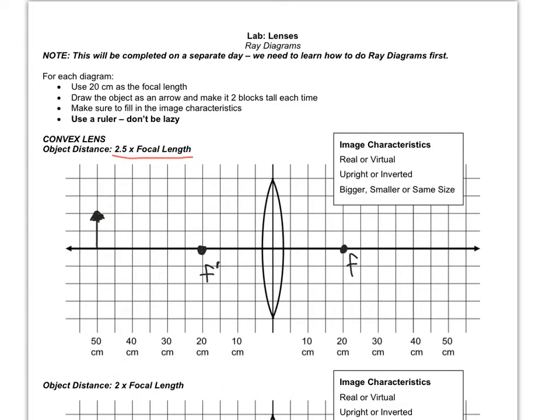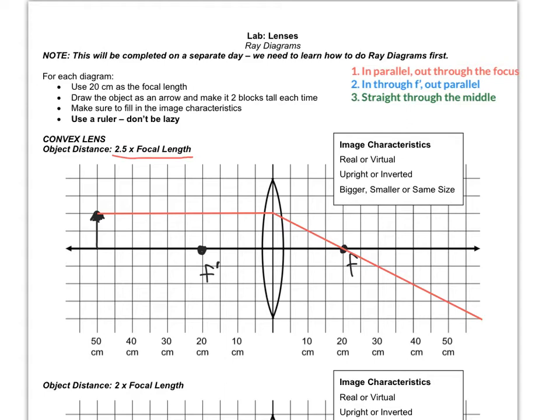From there, I'm going to draw my 3 rays, and as a reminder, they're posted up here. The first ray is that parallel ray, which goes in parallel. Once it hits the lens, it goes out through the focus. The second ray is that focal ray, which starts at the arrow, goes in through F prime, and when it hits, it goes out parallel. And then the third ray starts here and just goes directly through the center of the lens. We see that these 3 rays converge down here, so we can draw our image of this arrow. And then we can fill in the characteristics.